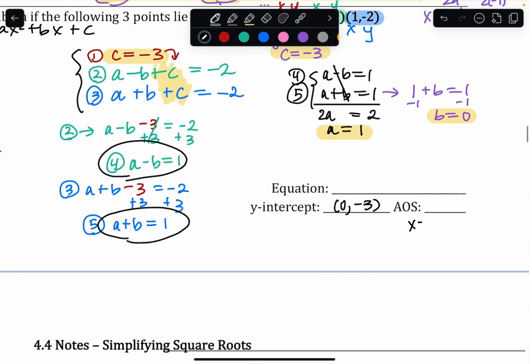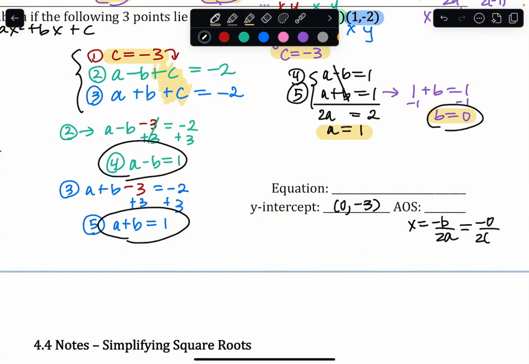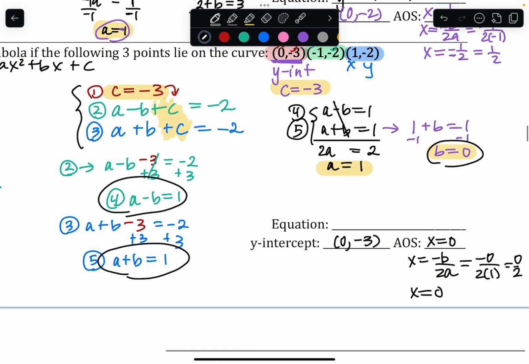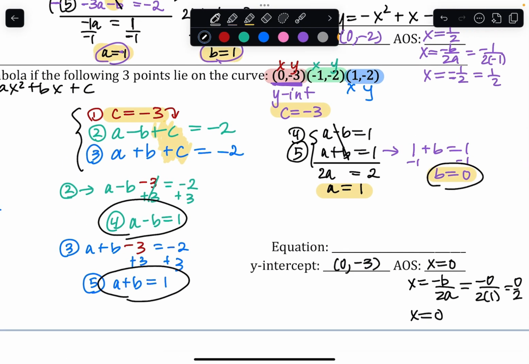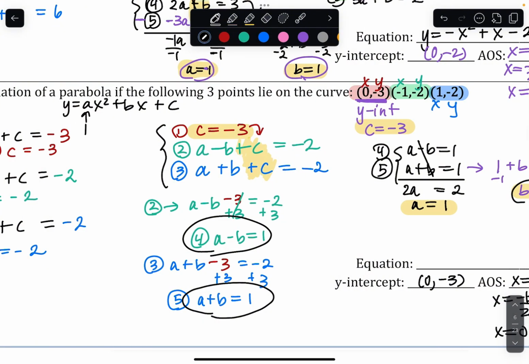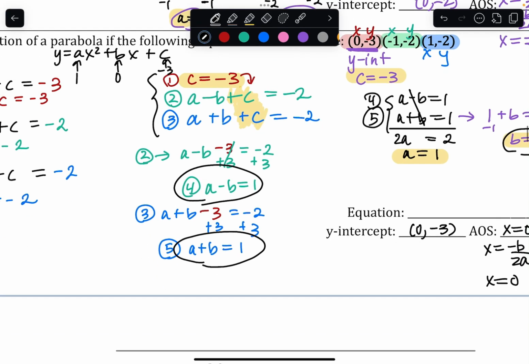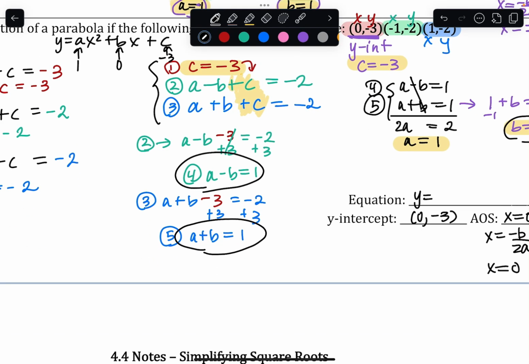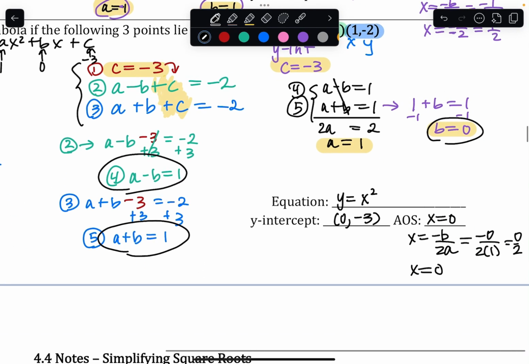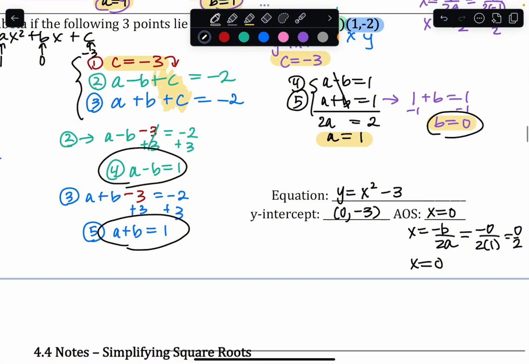We can find the axis of symmetry using -b over 2a. b is 0. 2 times a is 2, so we get 0 over 2, which is 0. Okay, and then our equation, since a is 1, b is 0, and c is -3, we're going to have y equals x squared. Don't write the 1. And then 0x we're not going to write. And then c is -3. So x squared minus 3.